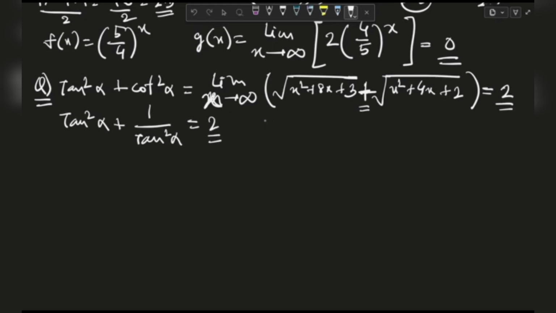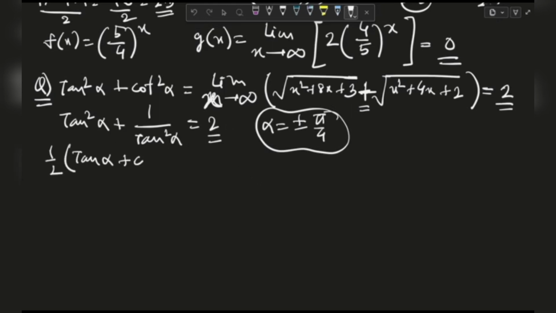So pretty obviously alpha is plus minus pi by 4. No questions about that, right? Otherwise it's not possible. So we were asked the value of half of tan alpha plus cot alpha, which either way you take, it will be plus or minus 1 if you take plus minus pi by 4. So that's it for this question, pretty simple.